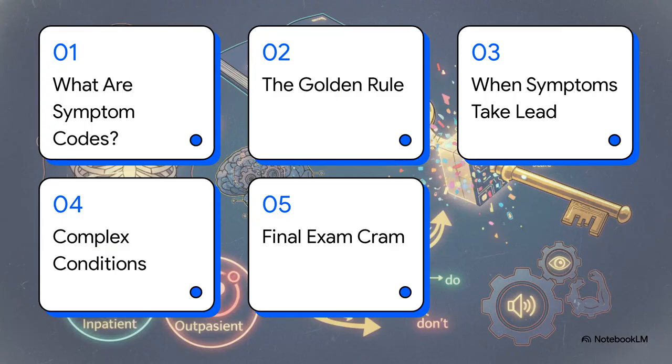So, to get you prepped for your test, here's our game plan. We'll start with the basics. What are symptom codes anyway? Then we'll cover the absolute golden rule of when not to use them. After that, we'll flip it and look at the exceptions, when symptoms actually take the lead. We'll even touch on a few complex conditions before we wrap it all up with a final exam cram session to make sure this stuff really sticks.